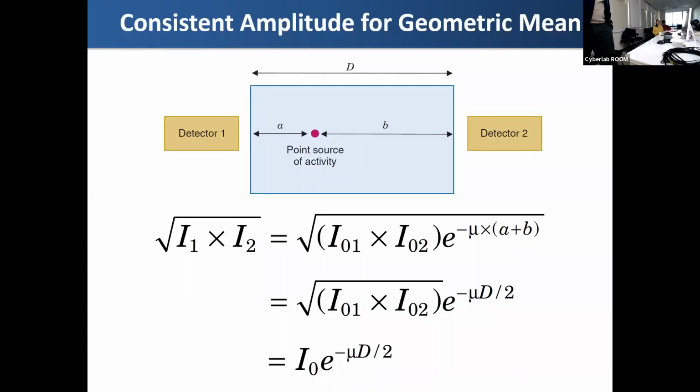So that is why the geometric mean will equal this equation that is not dependent on the position of the point source. It is only determined by the thickness of the patient. Okay. So that is why the mean value doesn't depend on the position. So this is why we use the geometric mean. Okay.